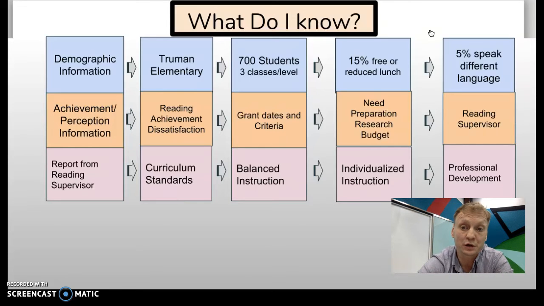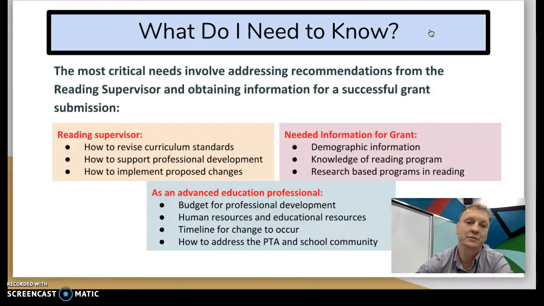I also know our budget, and I know that I've hired a reading supervisor to look at the problem, and she's come back with a report that outlined our curriculum standards, our balanced instruction, individualized instruction, too much of it, and the need for professional development.